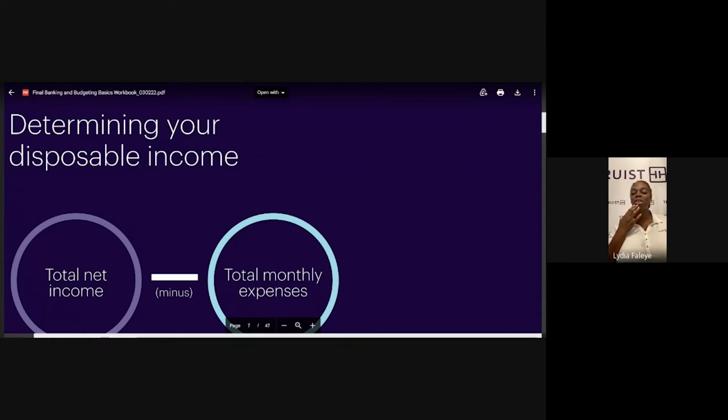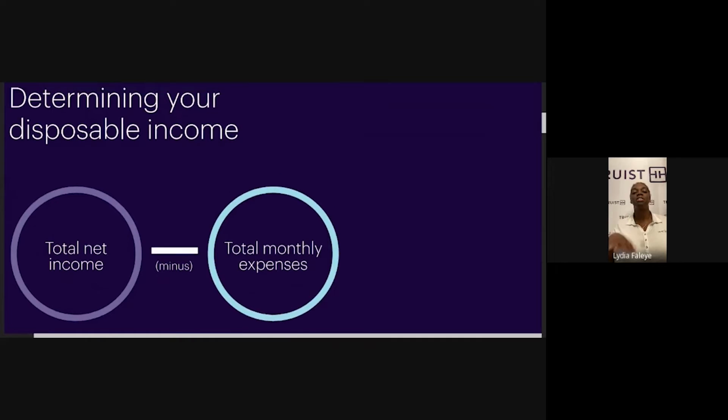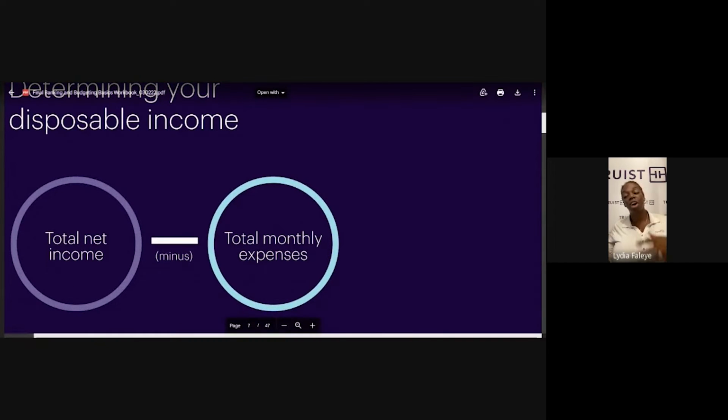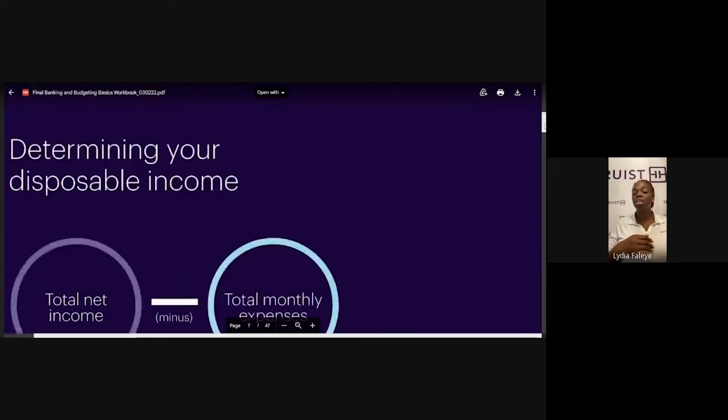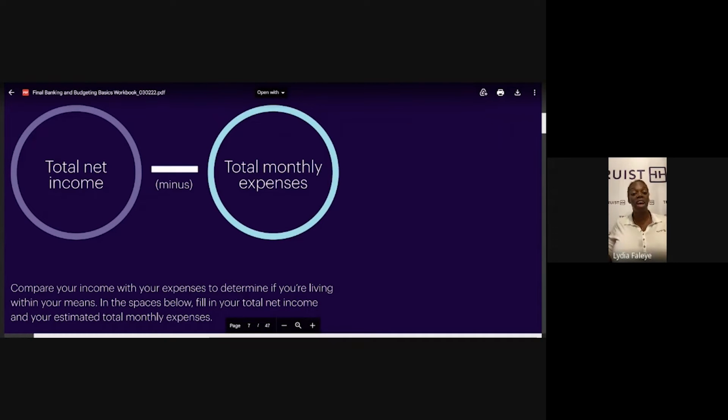Move on to determining your disposable income. Now, disposable income is defined as what you have left over after you deduct all of your expenses. It just means what you have left over that someone doesn't already have claim to. So Mr. Bill doesn't have claim to it. It is considered disposable income, or what you have left over.